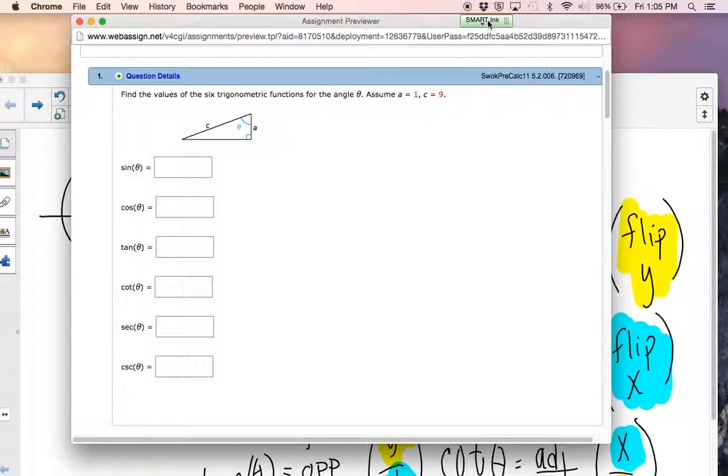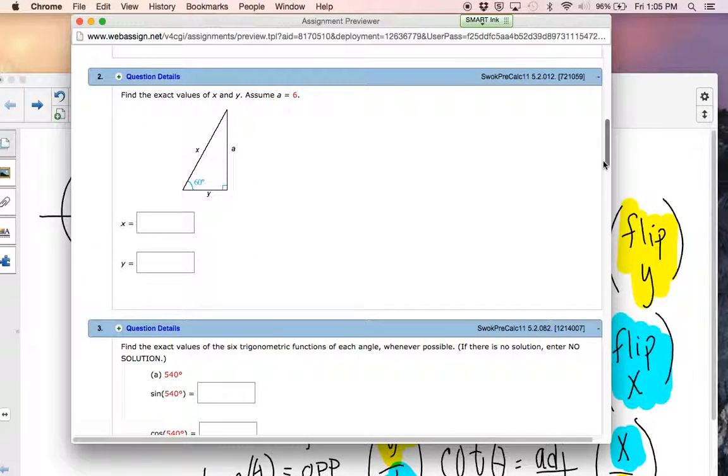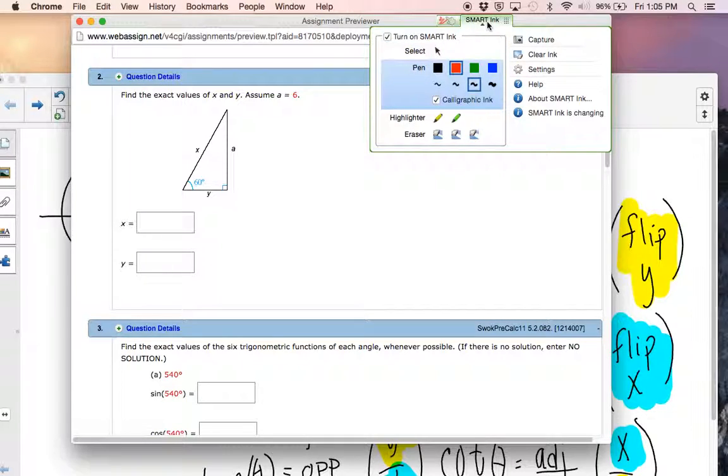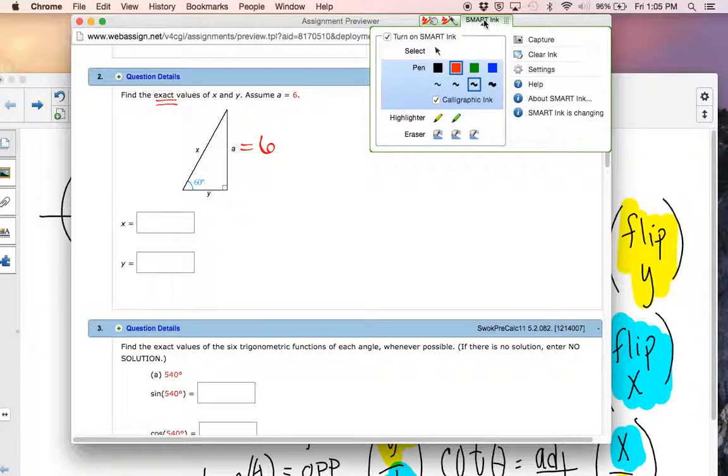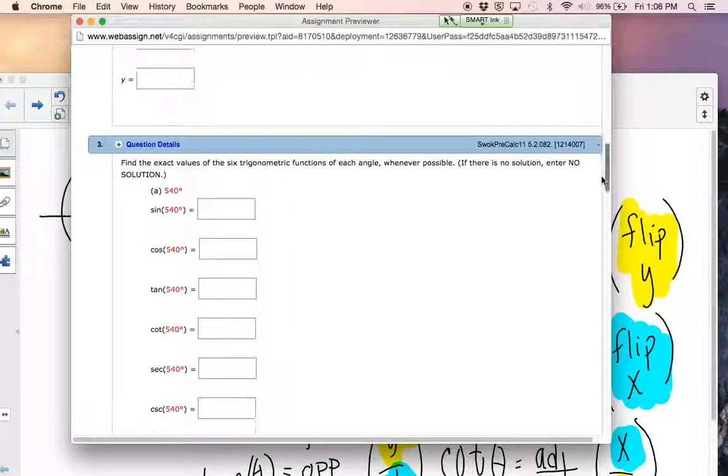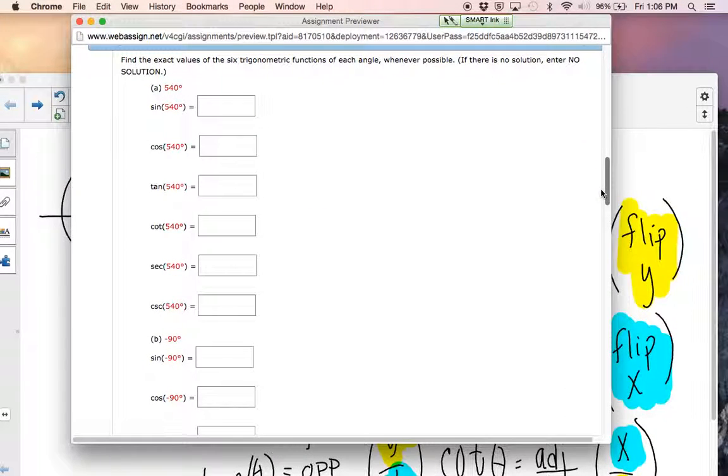Number 2. Number 2 is a review problem. This is a 30, 60, 90 triangle where the long leg is 6. It's asking you for exact values. So you're using your 30, 60, 90 ratios here to solve this problem. Okay, this is a review one. You should know how to do that from previous days in class.